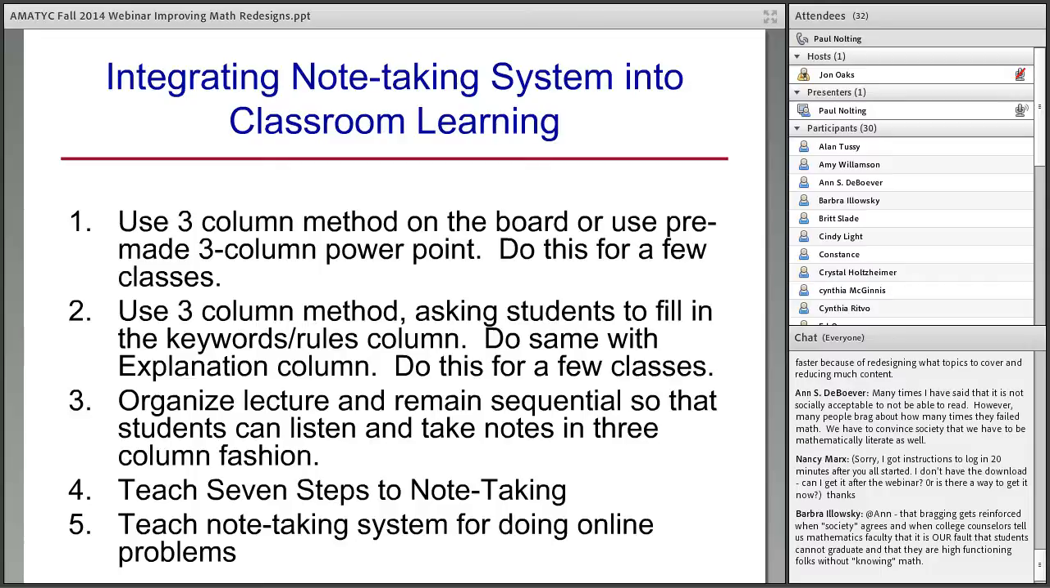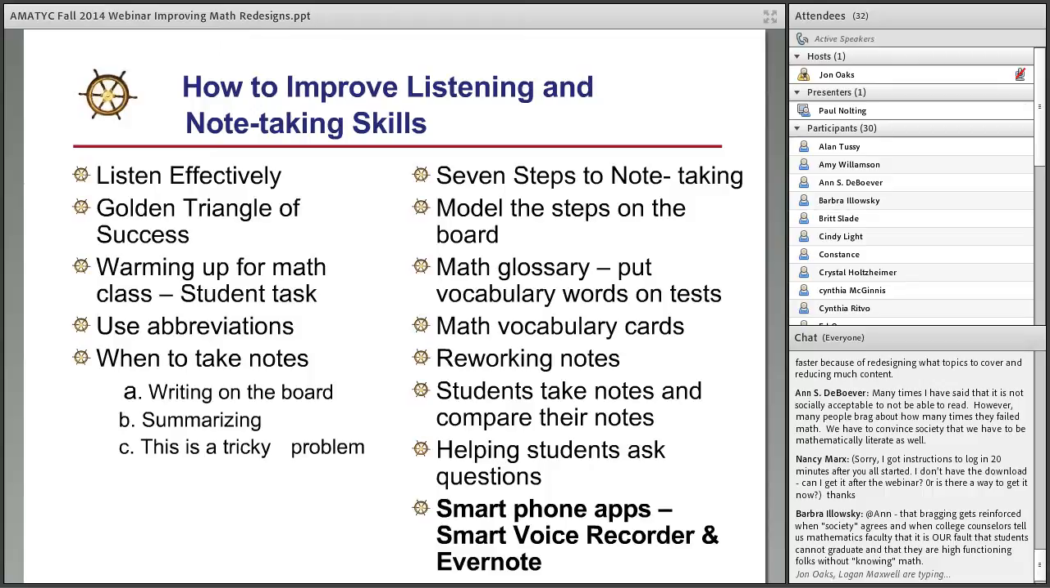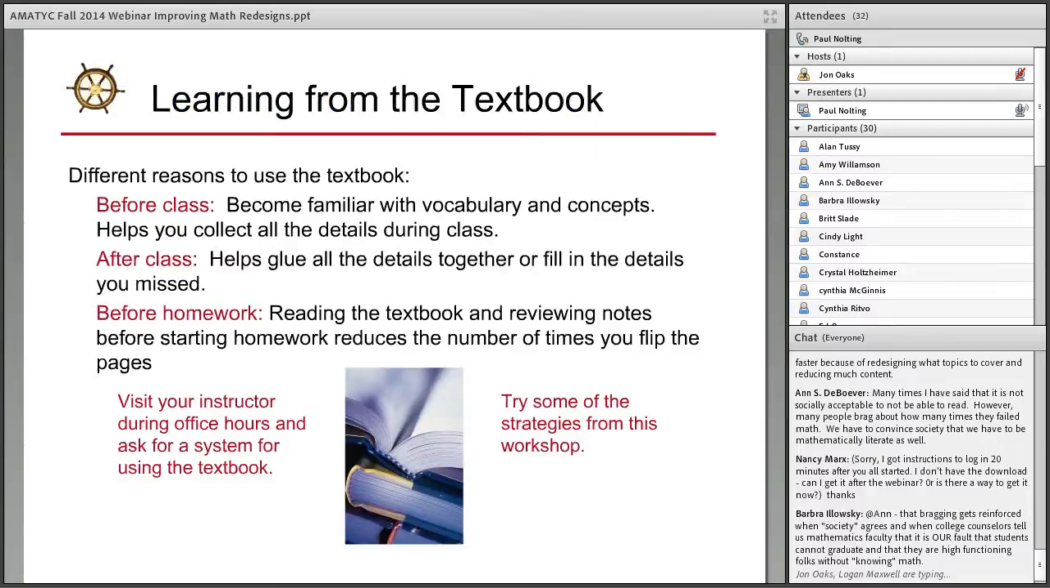And this system, I'm going to flash back to it, can also be used with online instruction and in modular, mainly Emporium models when you're doing a lot of computer work, even though modular could be computer. This is the problem. If you missed it, this is the keywords, this is explanations, etc. They got to walk out with something in their hands to review. The note-taking system, again, the smartphones.